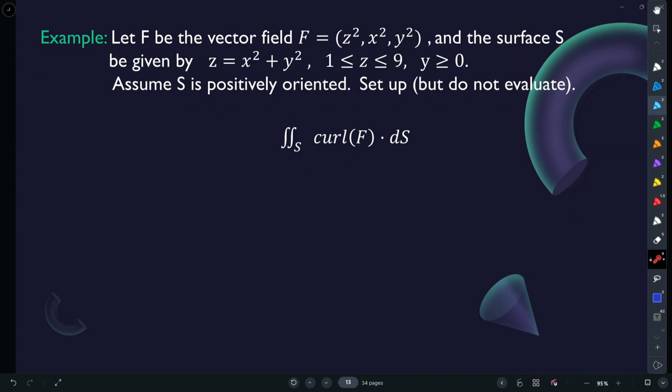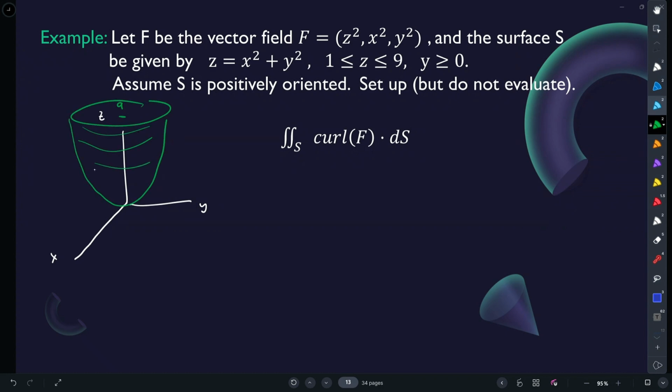Now, what is this surface to begin with? This is x, y, and z. If I just plot z equals x squared plus y squared, there's going to be a paraboloid like this. But they're telling me that I'm only going from 1 up to 9, so I'm going to cut it starting from here up to here, like this.